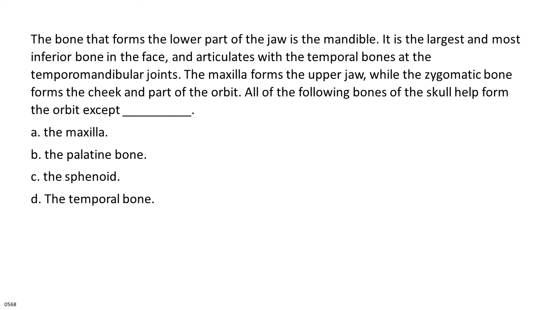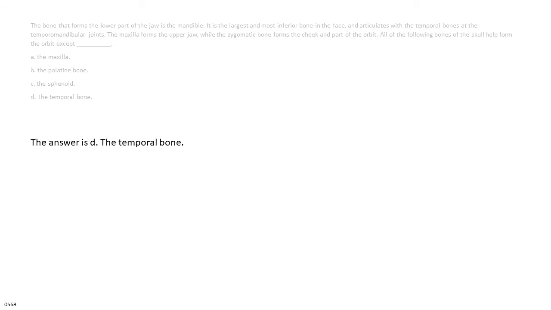All of the following bones of the skull help form the orbit except dash. A. The maxilla. B. The palatine bone. C. The sphenoid. D. The temporal bone. The answer is D. The temporal bone.